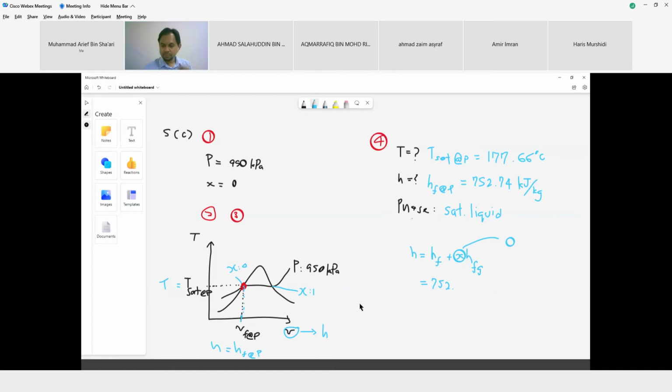Okay, ada soalan lain? Yang tak bertanya tu saya assume kamu faham ya. Kalau yang tanya tu confirm dia dah faham sebab dia yang tanya dan dia dapat jawapannya. Okay. So yang tak bertanya saya assume kamu faham. Kalau tak faham sila tanya.